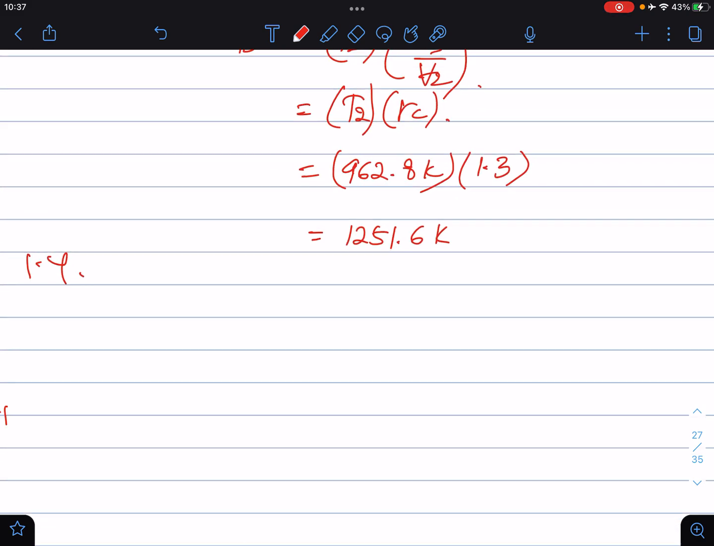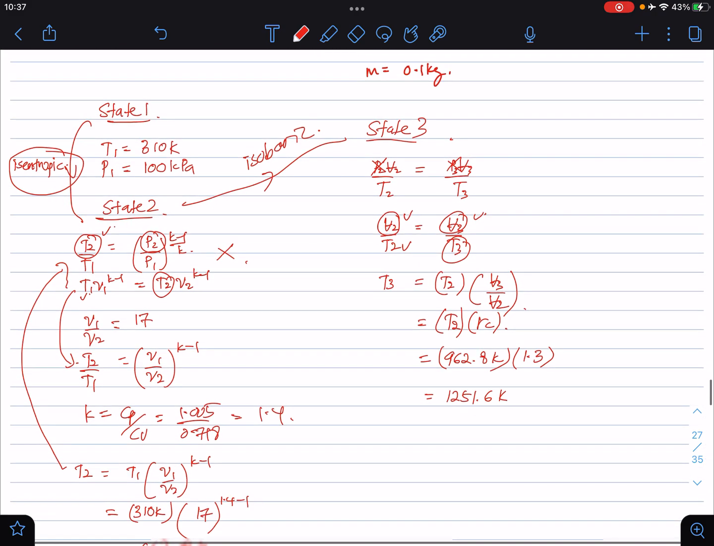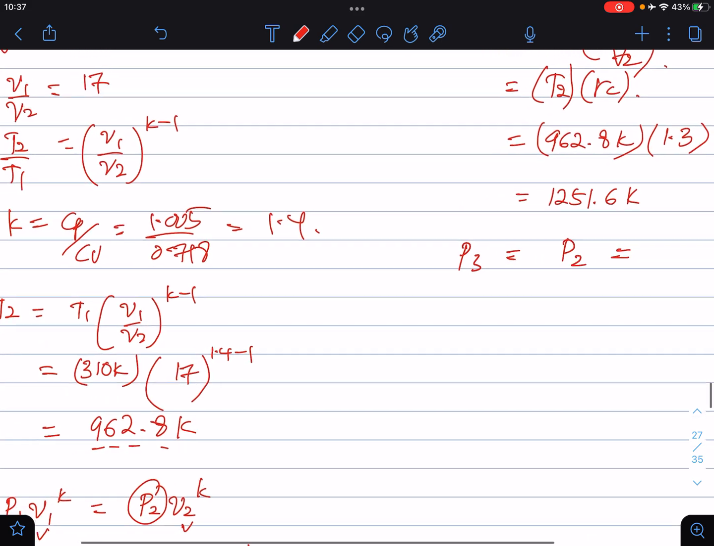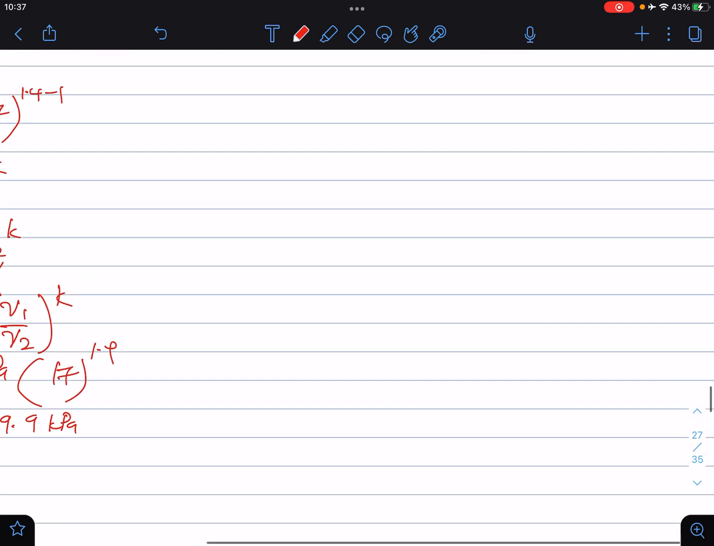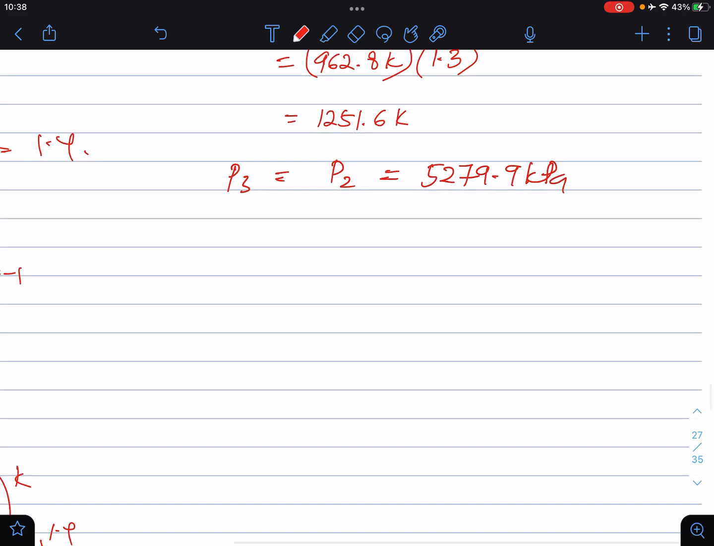The pressure at state 3 is basically the same as the pressure at state 2 because this is isobaric. So just write this as 5279.9. Make sure that for all of the parameters you write, you mention the unit, and you use the correct unit. Now move to state 4.